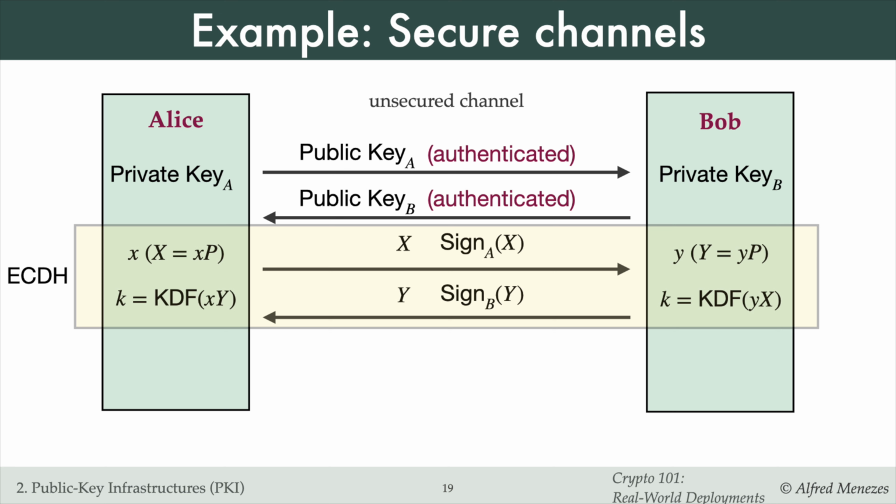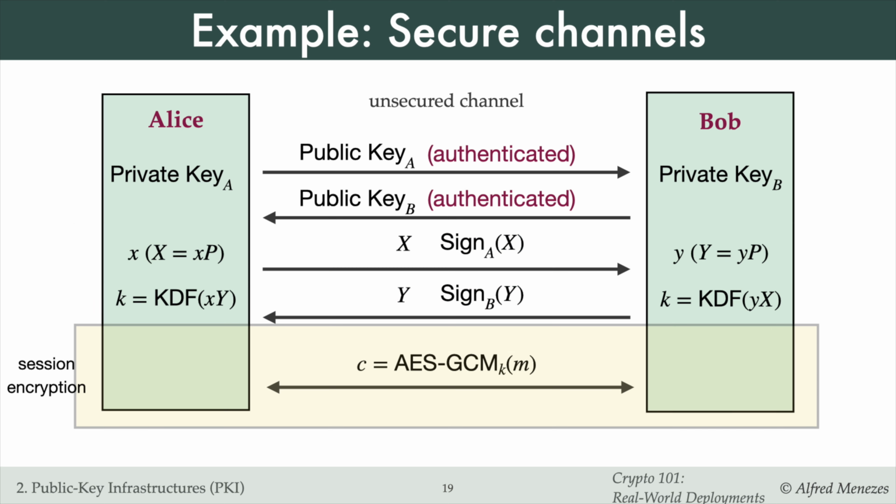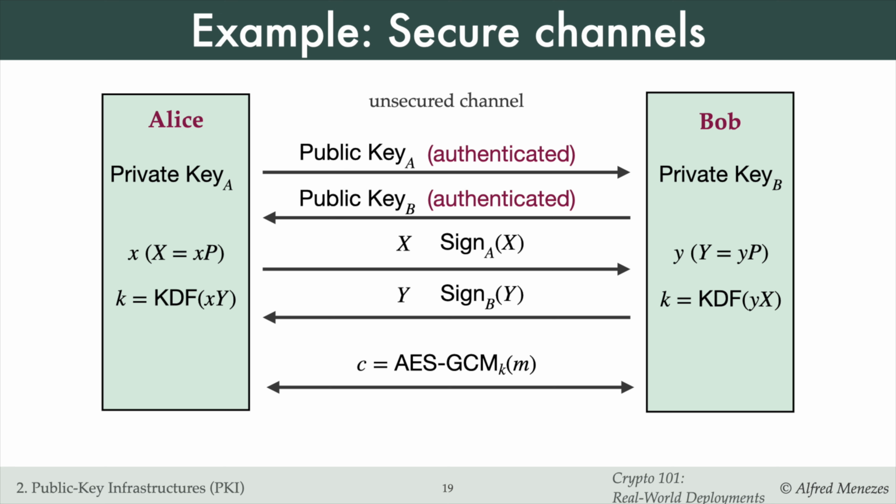Similarly, Bob sends Alice a randomly selected elliptic curve point Y, along with his signature on Y. Using their respective secret keys x and y, they compute a shared secret key k. Thereafter, for the remainder of the communications session, they encrypt and authenticate data for each other using AES-GCM. You should appreciate the critical importance of Alice and Bob possessing authentic copies of each other's public verification keys.